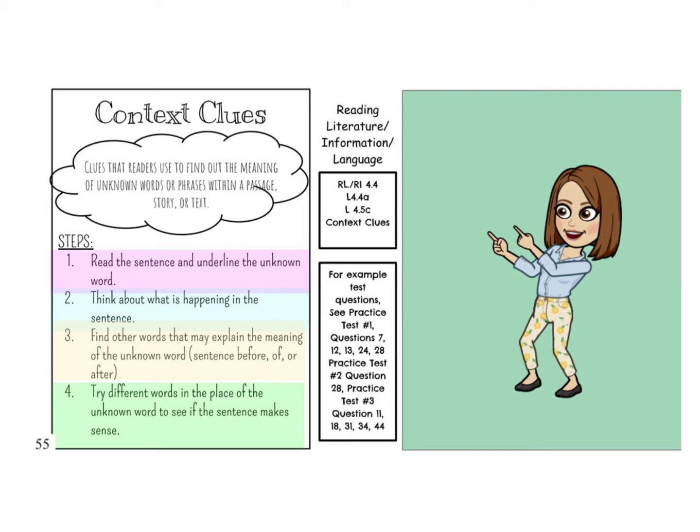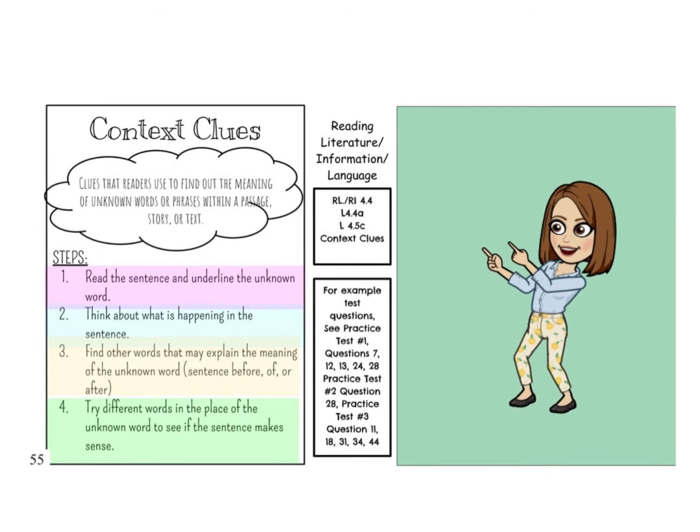Context clues are clues that readers use to find out the meaning of unknown words or phrases within a passage, a story, or a text. Let's look together at some of these steps that growing readers use when they're trying to use context clues. Step 1. Read the sentence and underline the unknown word. I'm going to circle step 1.